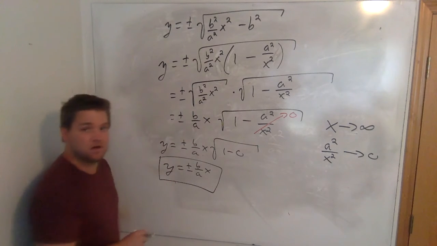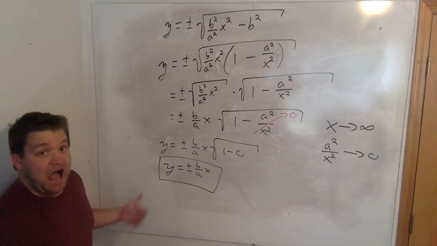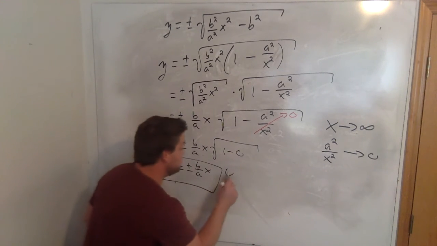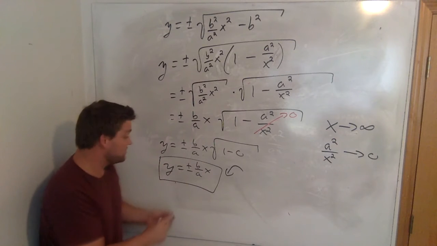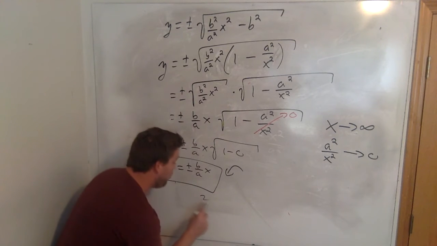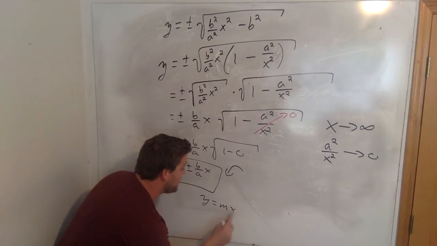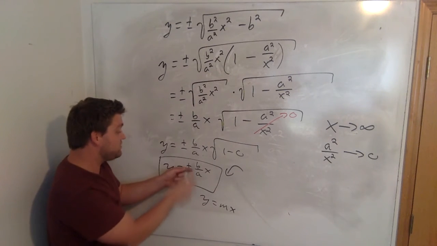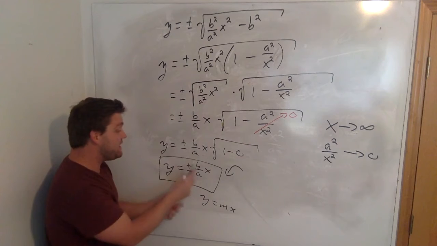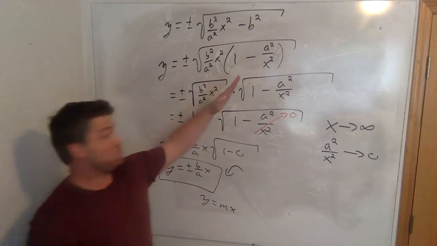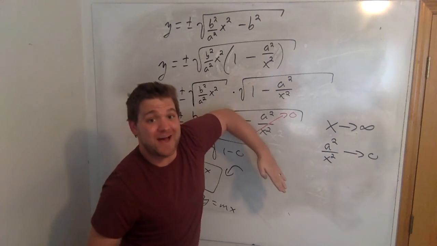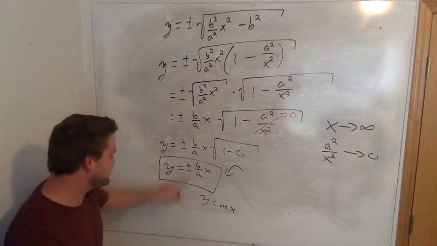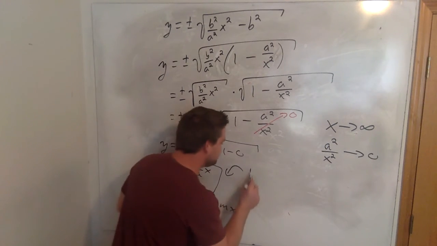What is this? These are the equations of the asymptotes. These are equations of lines. This is like y equals mx. M is the slope. So the slope could either be positive b over a or negative b over a. One of our asymptotes had a positive slope, one of them had a negative slope. We figured out the equations of the asymptotes.